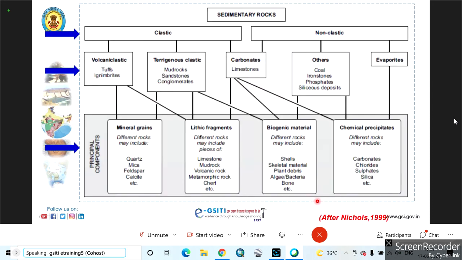This is the concluding slide, showing the classification of sedimentary rocks given by Nichols. There are mainly two types of sedimentary rocks, clastic and non-clastic, and under the clastic there are different categories: volcaniclastic, terrigenous clastic, and carbonates. Carbonates can be formed by clastic inputs as well as by non-clastic inputs. And here are the different principal mineral components of these rocks. Thank you.